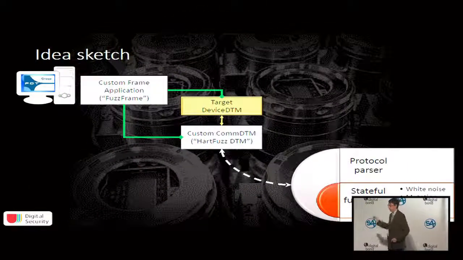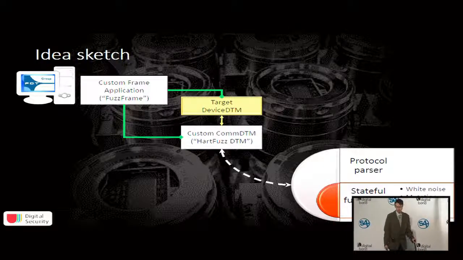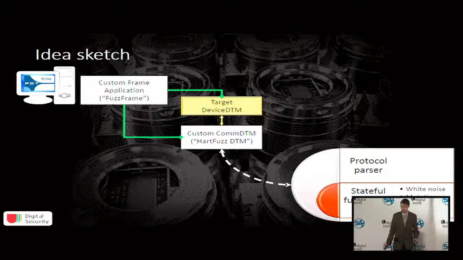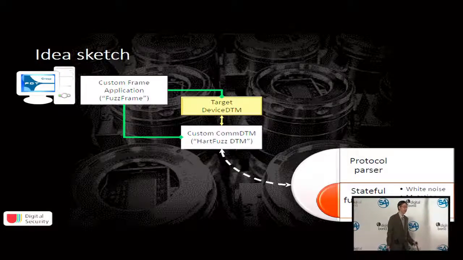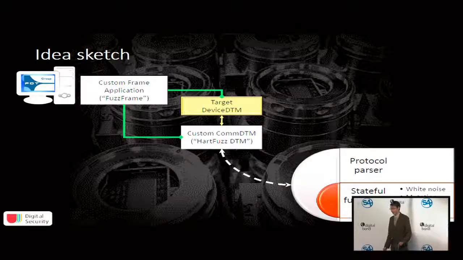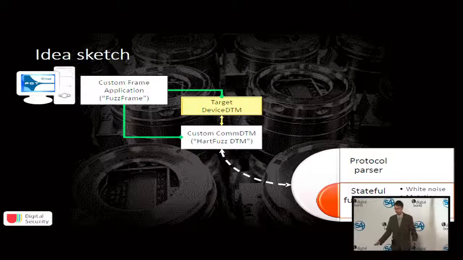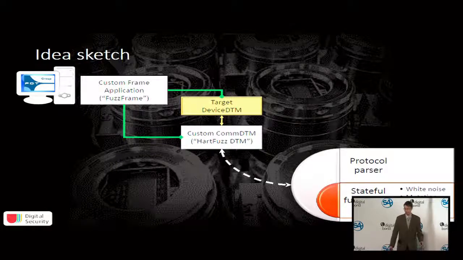This is the idea sketch. We replace the frame application with a custom frame application that we called Fuzz Frame. We have the target device DTM, and when we want to fuzz a component, the frame application just sends a command to the target device DTM to read the device parameters, downloading all information from the device. Then the target device DTM thinks that it talks with a real line, but it talks with our custom comm DTM, HART Fuzz DTM. And this component talks to the protocol parser and stateful fuzzer.